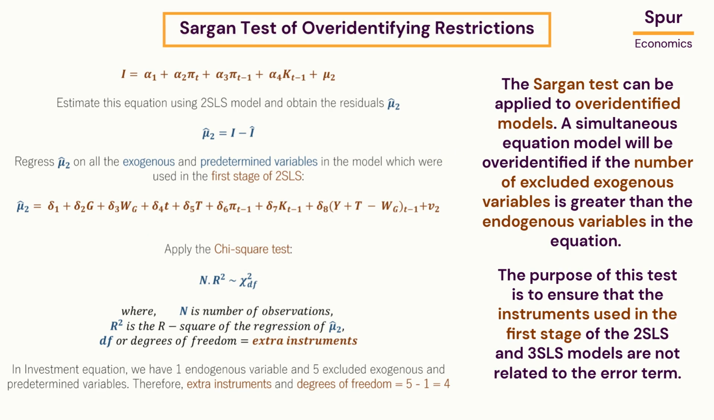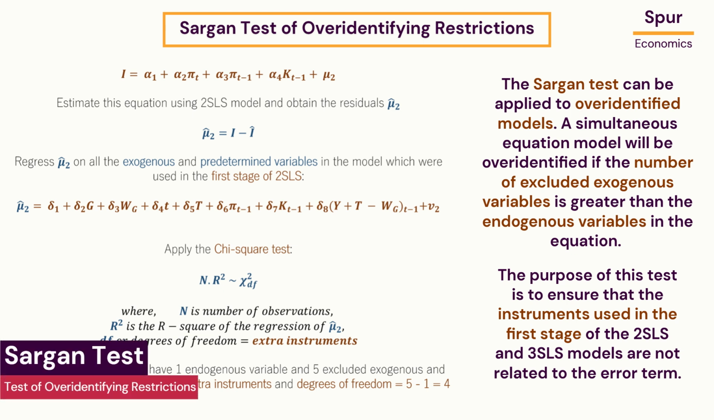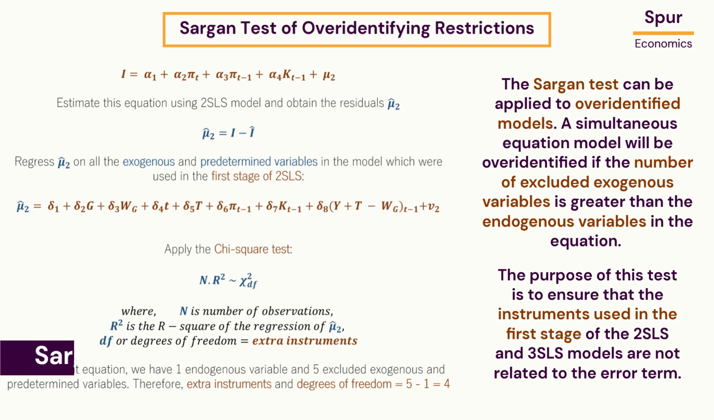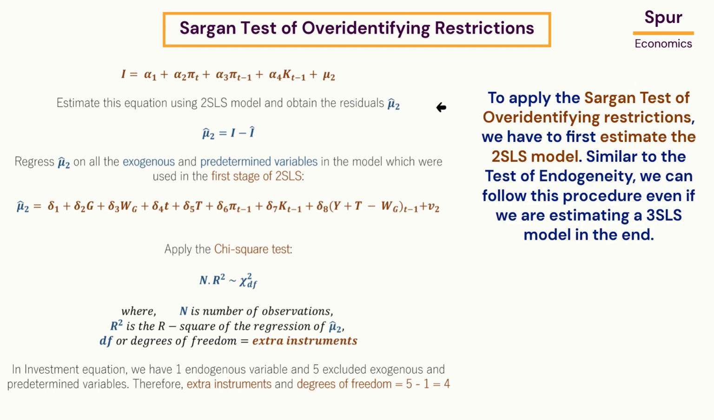The Sargan test can be applied to over-identified models. A simultaneous equation model will be over-identified if the number of excluded exogenous variables is greater than the endogenous variables in the equation. The purpose of this test is to ensure that the instruments used in the first stage of the 2SLS and 3SLS models are not related to the error term. To apply the Sargan test of over-identifying restrictions, we have to first estimate the 2SLS model.